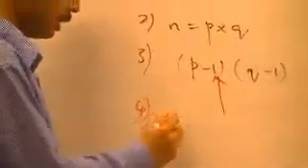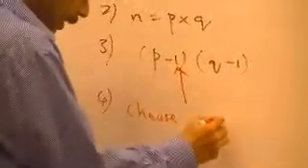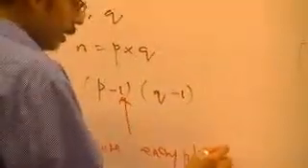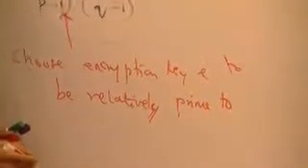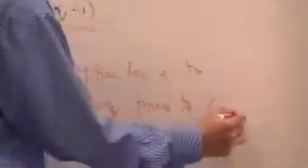Now, what is the next step? You want to generate your public key. Remember what I said in our slide: choose your key, the encryption key, to be relatively prime. You have to test it, that's what we are doing in the code. Relatively prime to the value you get from P minus 1 times Q minus 1.